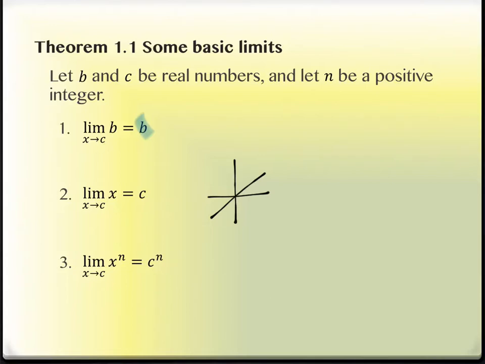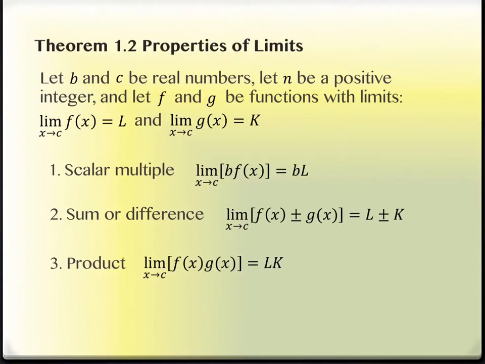So what we're going to do is use these properties along with the next set to be able to evaluate limits with algebra. Our next set talks about how we combine limits together. So b and c are real numbers, n's a positive integer, just like in the last one. f and g are functions that have limits. Okay, they're going to exist. We're not going to have any sort of holes or breaks or anything like that, at least not near the point we care about. So if the limit of f of x as x approaches c is L, and the limit of g of x as x approaches c is k, then we can combine these in the following ways.